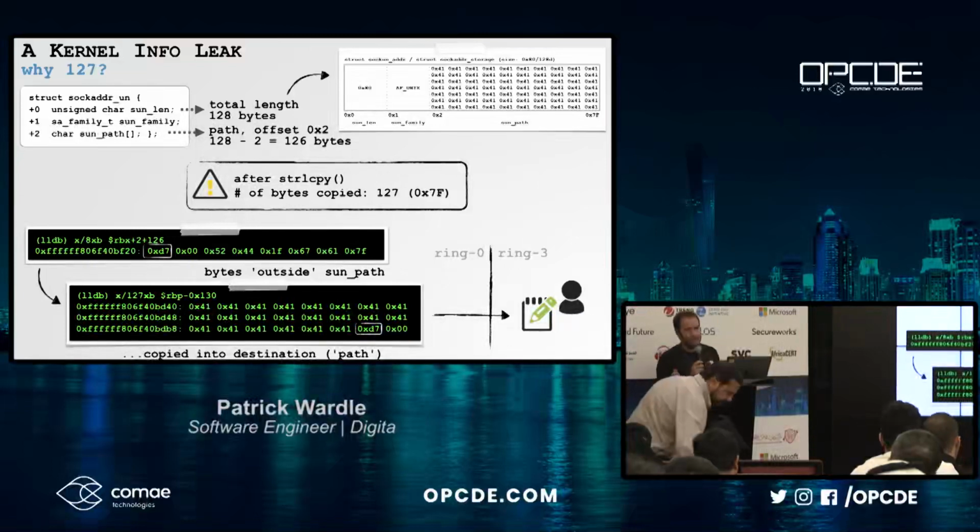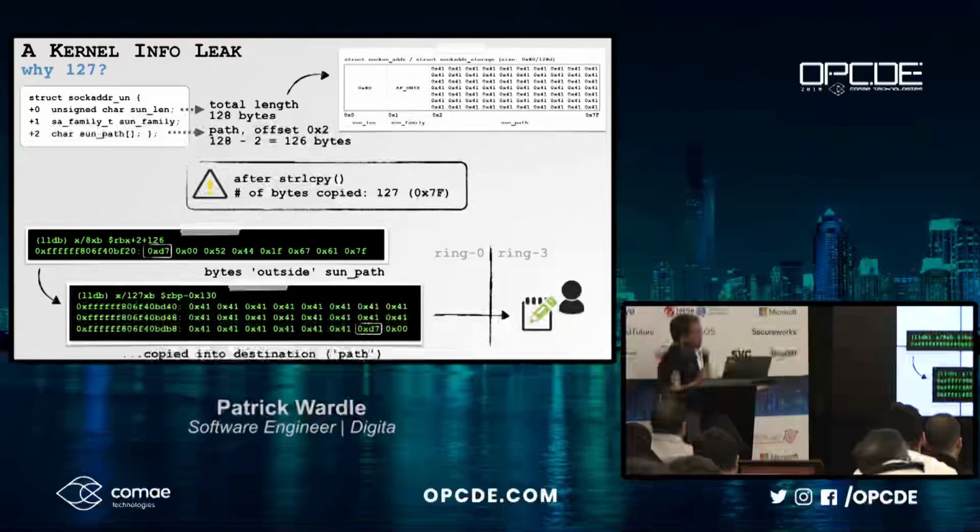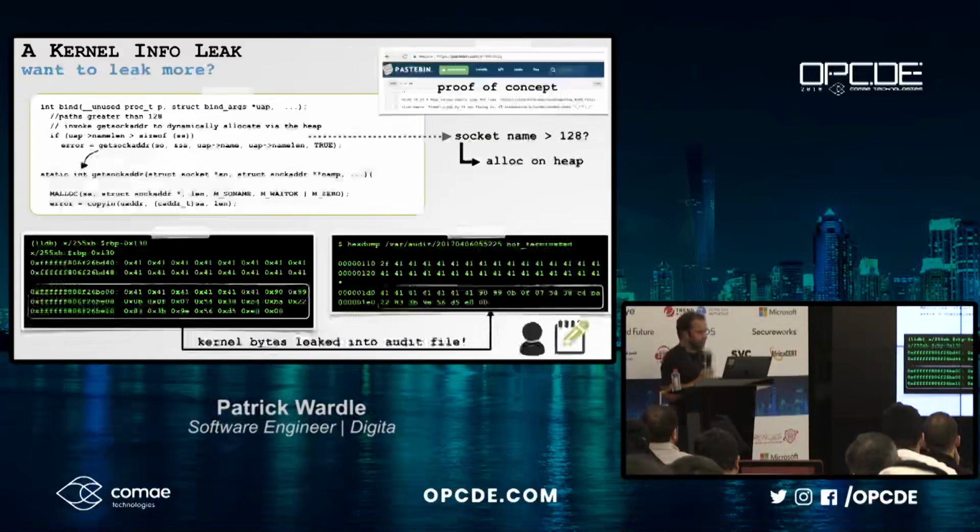Since the path isn't null terminated, it then copied the next byte, which happened to be a random D7, looked at the next byte that happened to be 0, so stopped copying. So in this case, we've leaked 1 byte. Now, you probably want to leak more than 1 byte at a time. And it turns out you can.